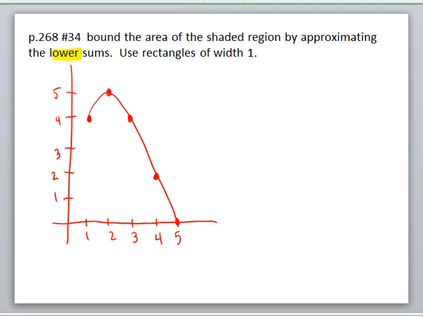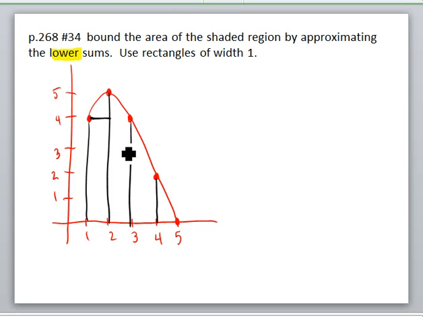Lower sums are where all the rectangles will be below the curve. So it says I'm supposed to make rectangles with width of 1. So that means that I will have 4 rectangles, maybe. Maybe 4 rectangles, maybe not. To make this rectangle go underneath the curve, I wouldn't use this dot up here because then my rectangle would extend above the curve. So I'm going to use the rectangle below it and draw a line right across from that dot.